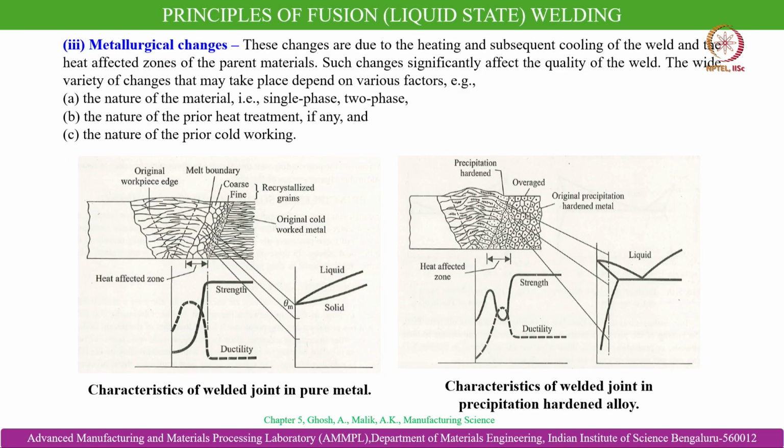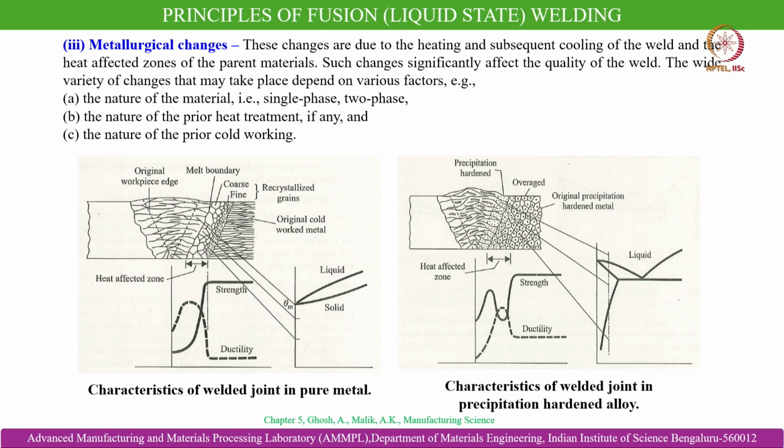Now if we focus on the metallurgical changes, these changes happen due to the heating and subsequent cooling of the weld and the heat affected zones of the parent material. Such changes significantly affect the quality of the weld. A wide variety of changes may happen depending on various factors like the nature of the material, whether it is single phase or two phase, the nature of the prior heat treatment, whether the workpiece has undergone heat treatment or not, and the nature of the prior cold working, that means whether the workpiece is a cast one or a cold worked one.